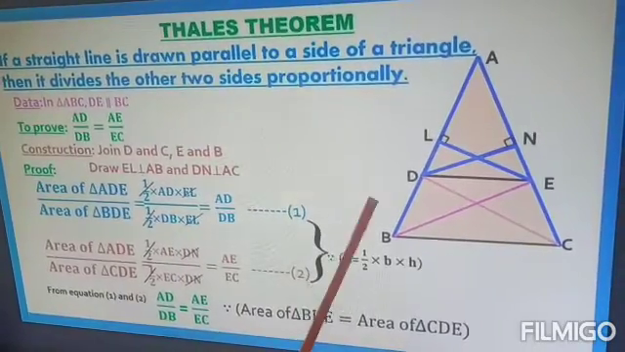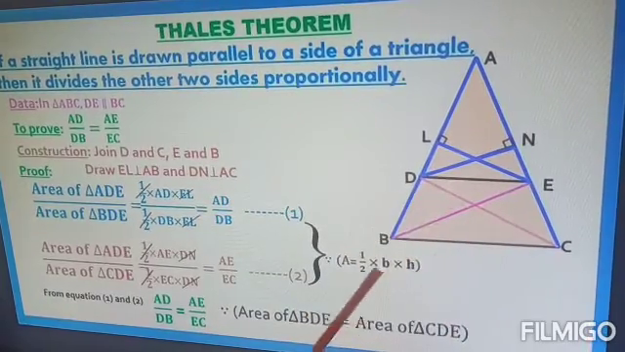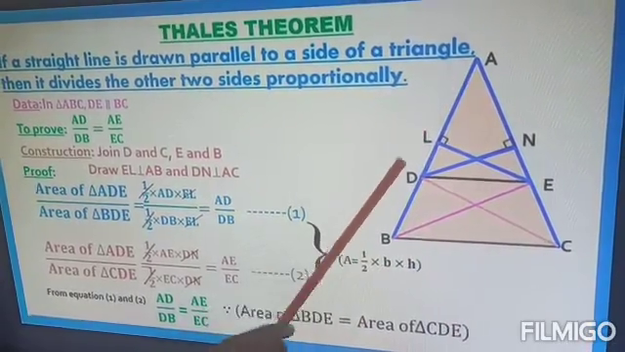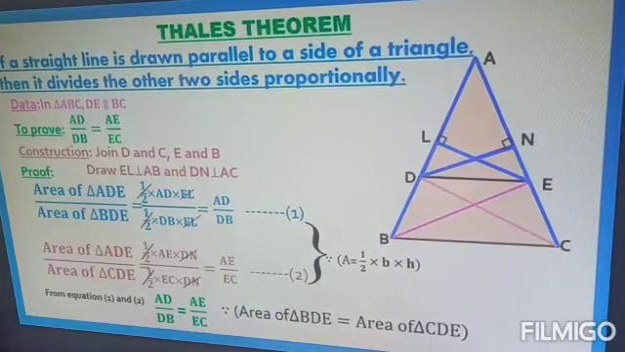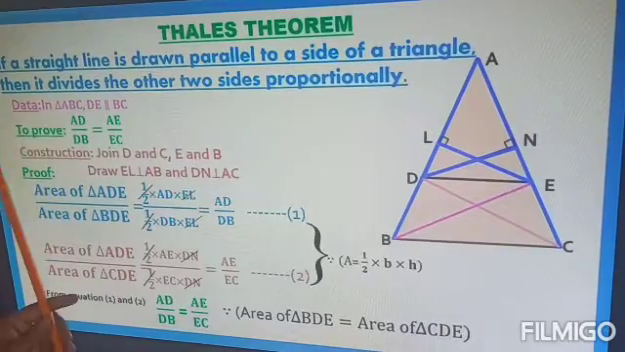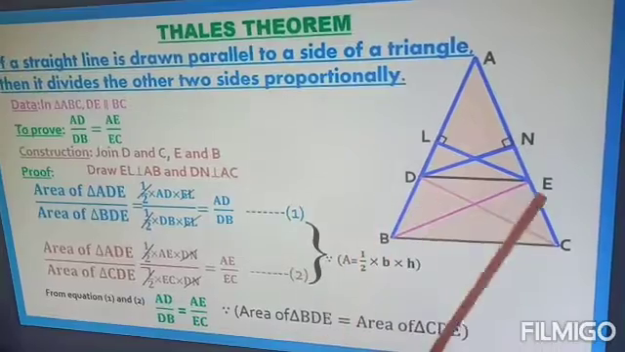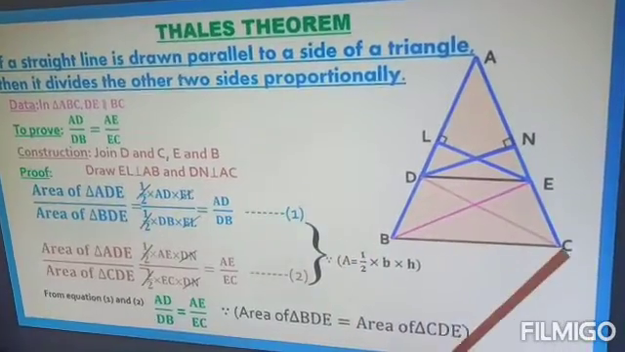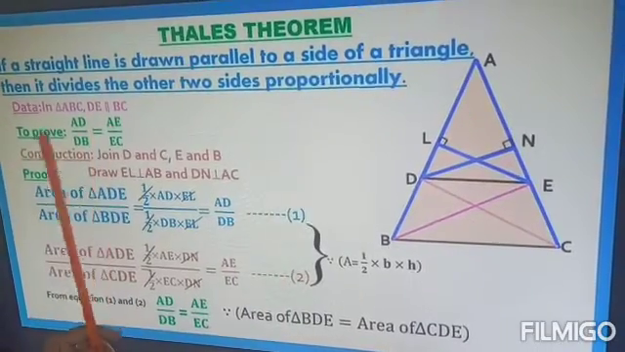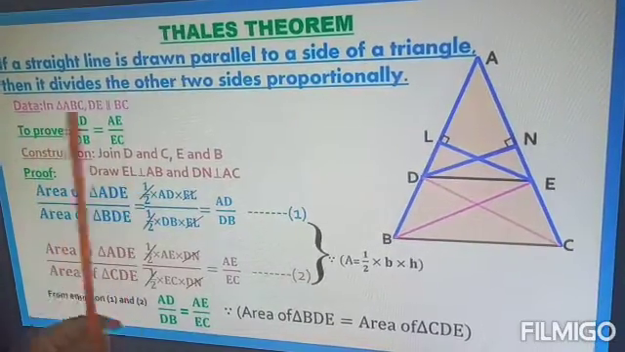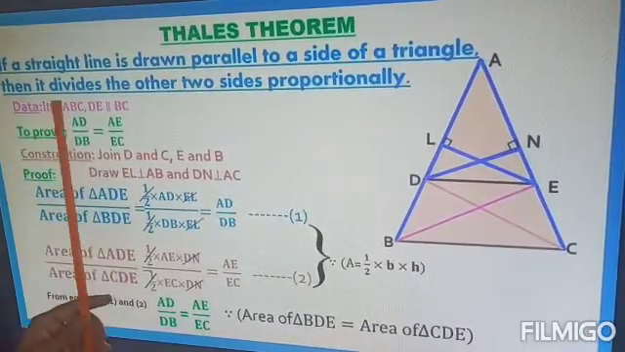What we have to prove? If DE is parallel to BC. In triangle ABC, DE is parallel to BC, then AD by BD is equal to AE by CE. Okay? First we have to write the data. Draw the triangle and DE is the straight line drawn parallel to BC. After this, write the data. What is the data in the definition or in the given question?